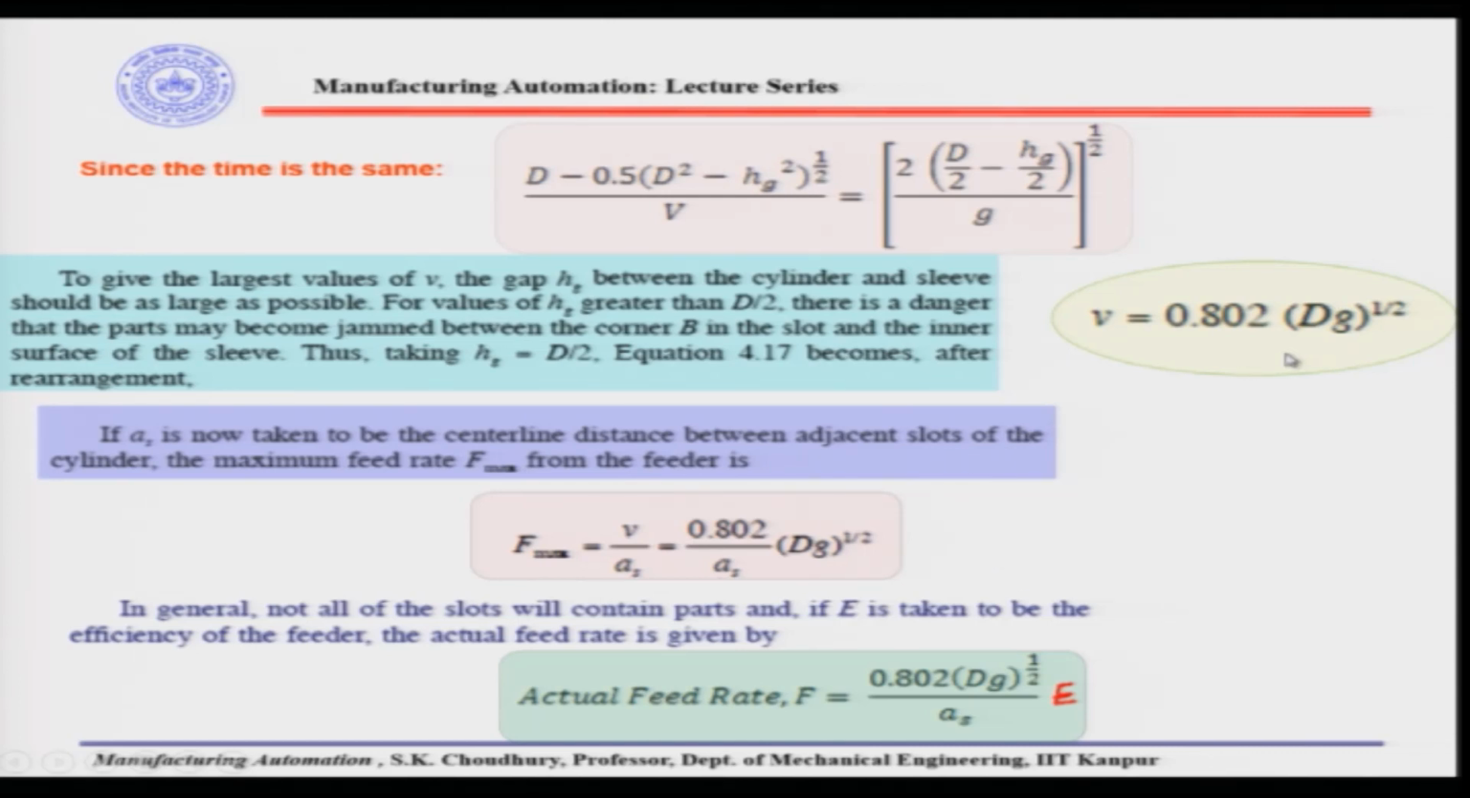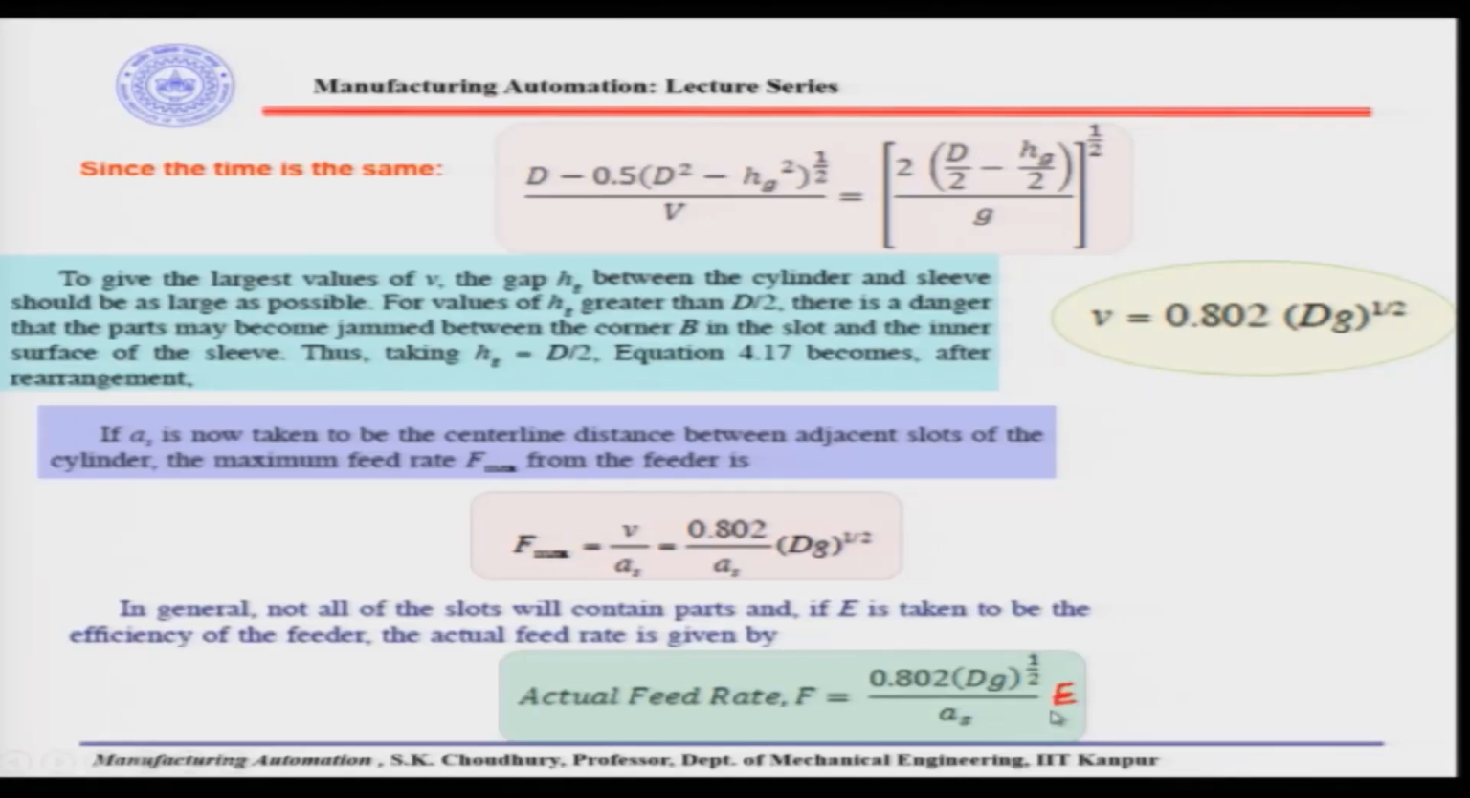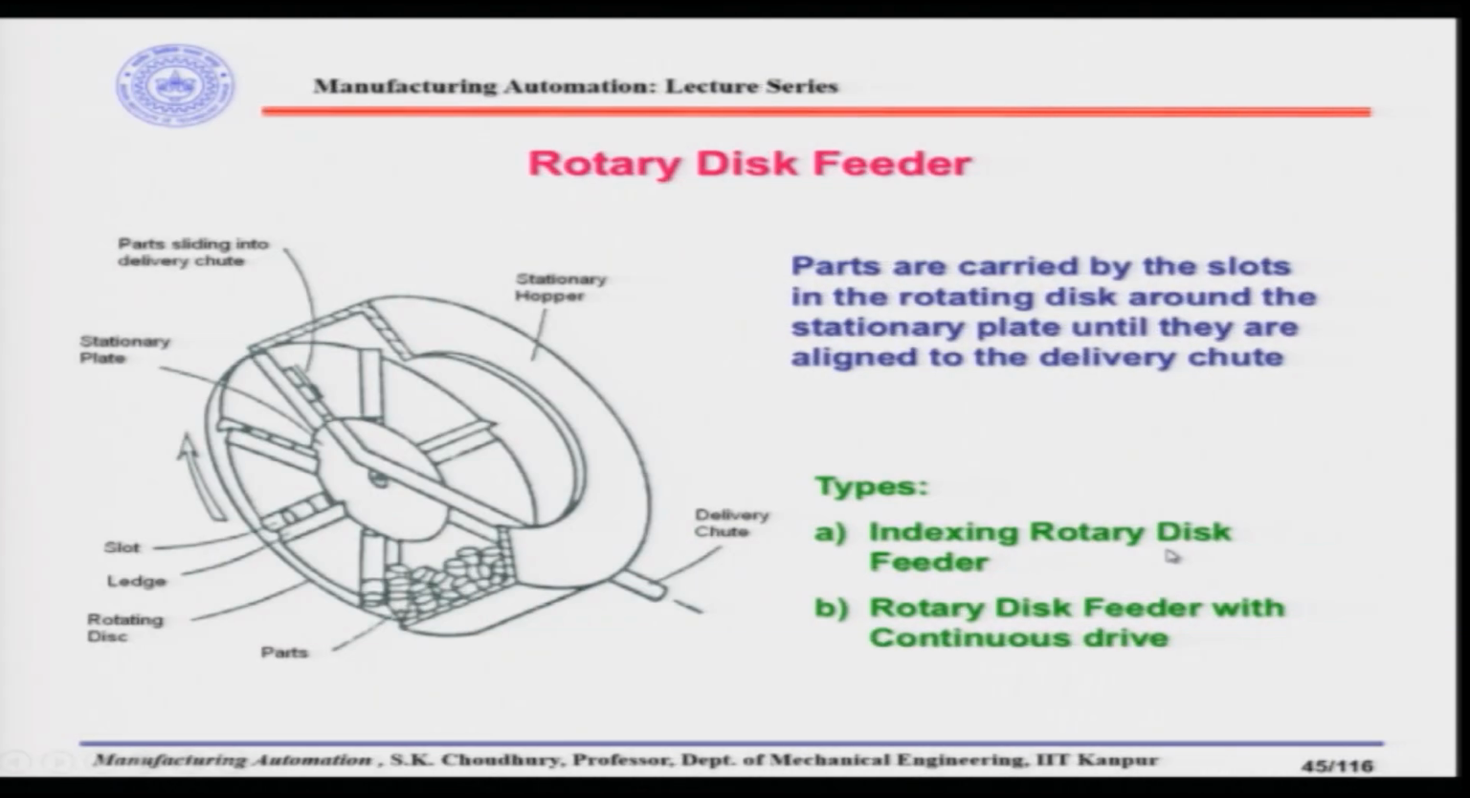Once we found out the amount of velocity, we can divide by the distance between the adjacent slots, and we can find out the maximum feed rate. As I said, we discussed that we cannot get the maximum feed rate, so it has to be multiplied by the efficiency. If we multiply by the efficiency E, then we can get the actual feed rate. This is the principle of how we can get the actual feed rate, so that it could be matched with the feed rate that the assembly machine requires.